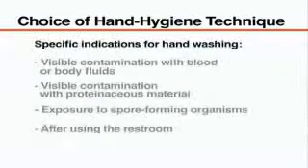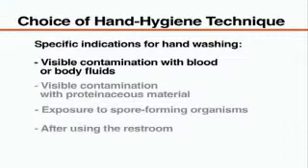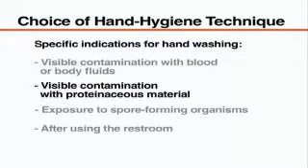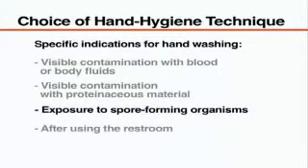There are a few specific indications for which hand washing should be performed instead of hand rubbing. Hand washing must be conducted when the hands are visibly contaminated with blood or body fluids, and when the hands are visibly contaminated with proteinaceous material. Hand washing must also be performed after exposure to spore-forming organisms, for example, after caring for patients with diarrhea associated with Clostridium difficile, or after exposure to Bacillus anthracis. Finally, hand washing should be performed after using the restroom.